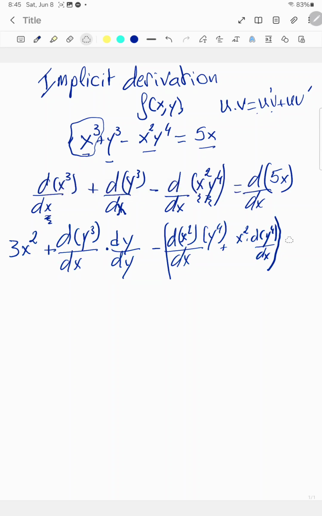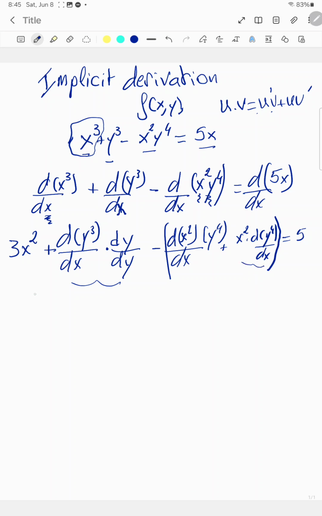Okay, is equal to, I'm deriving 5x according to x, it's equal to 5. The derivative of 5x according to x is 5. Now let's work out these values.